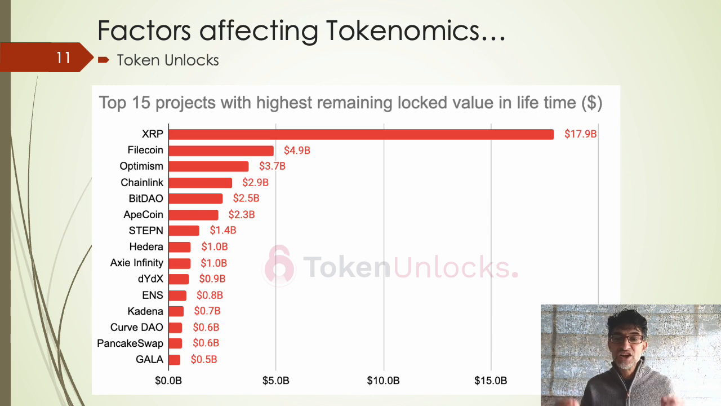So just be careful of that. You have, like I said, to look at it all together, holistically. So here's a great example. You can't just look at this chart and say, oh, Gala looks good because it only has 0.5 billion versus XRP that has 18 billion unlocked. You cannot do that.